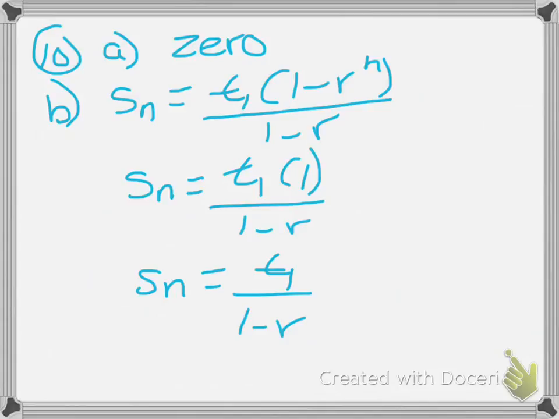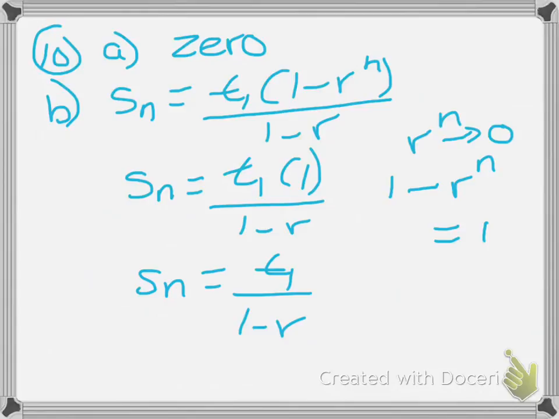So remember that because r to the power of n is approaching 0, that means that when you have 1 minus r to the power of n, which is essentially 1 minus 0, it's going to equal 1. Okay?